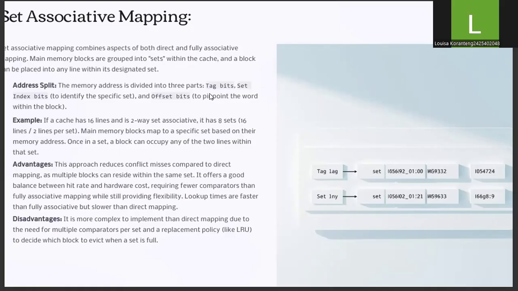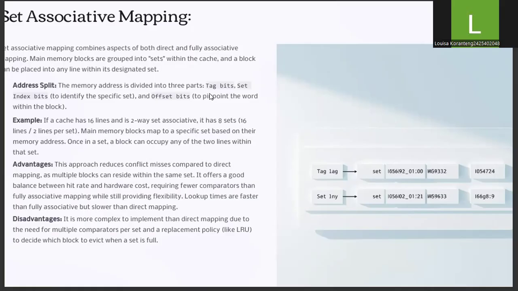An example: if a cache has 16 lines and is two-way set associative, it has 8 sets, which is 16 lines divided by 2 lines per set. Main memory blocks map to a specific set based on their memory address. Once in a set, a block can occupy any of the 2 lines within that set.